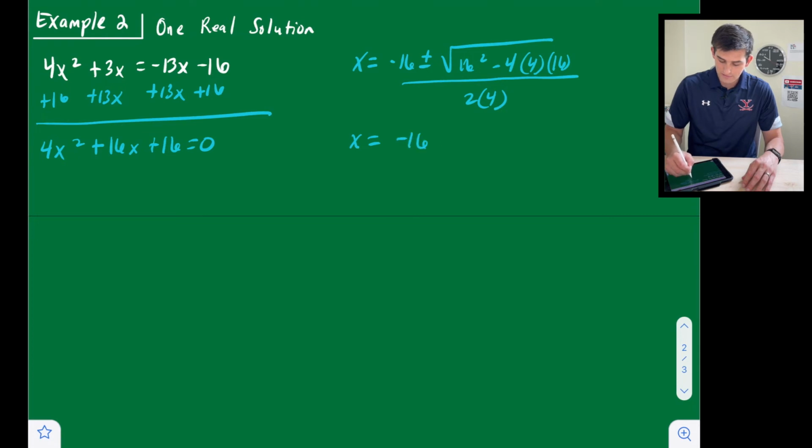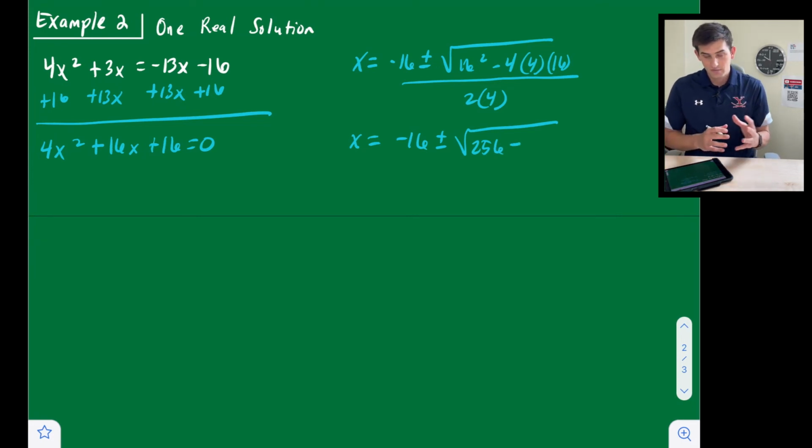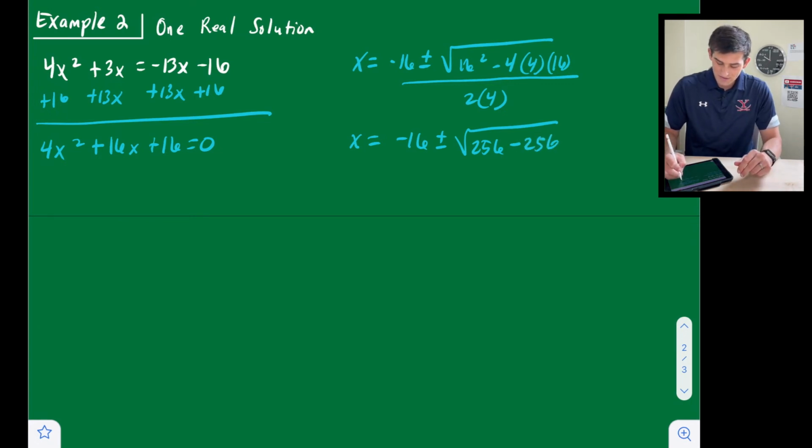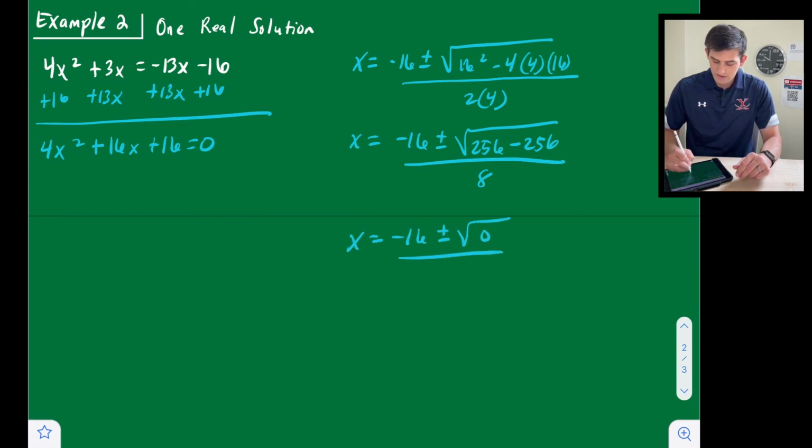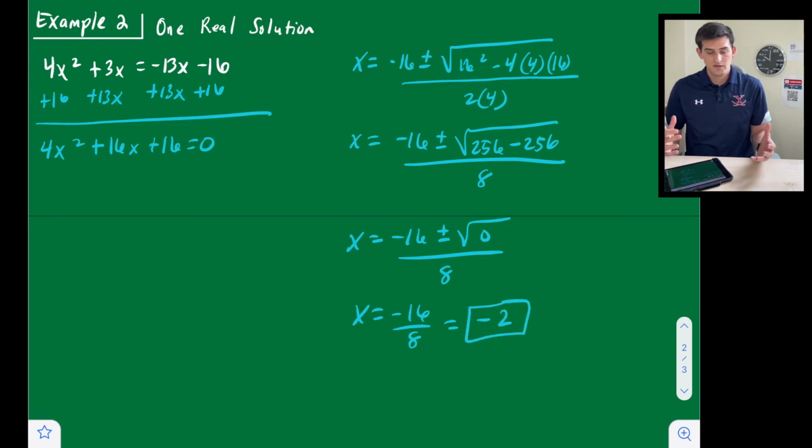So we get x equals negative 16 plus or minus 16 squared would be 256. And now notice here how we have minus, and we have just a negative 4, a 4, and a 16. So there's 1 negative there. So that answer is going to be negative. So it's going to be 256 minus, and once again, this is 16 times 16, so minus 256, and we're going to divide by 8. Now we get negative 16 plus or minus the square root of 0, right? And that's essentially going to go away, and that's where our one solution comes from. So we get negative 16 over 8, which is just negative 2. So negative 2 would be our only solution for that example.